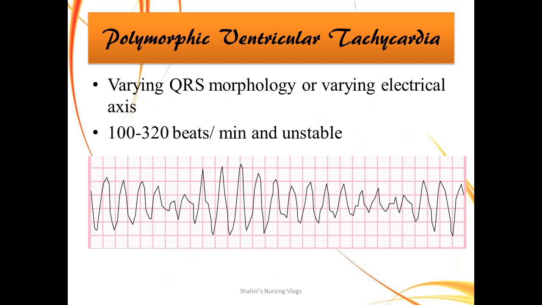In polymorphic ventricular tachycardia, the impulses are probably not generated from the same ectopic focus, and so you don't have the same morphology. You have a different morphology of waves, so varying morphology of the QRS complex or varying electrical axis. The rate is almost 100 to 320 beats per minute and it is quite unstable.